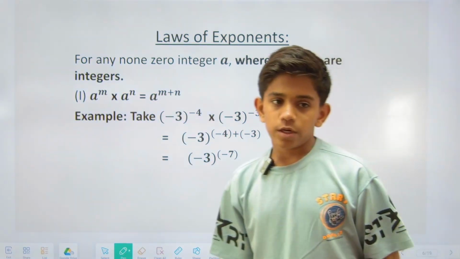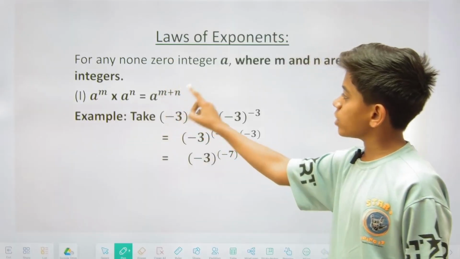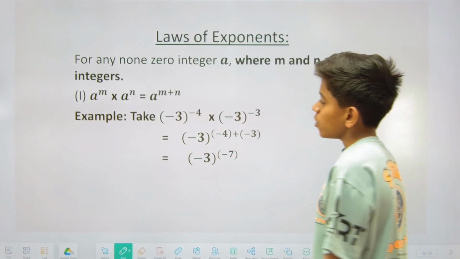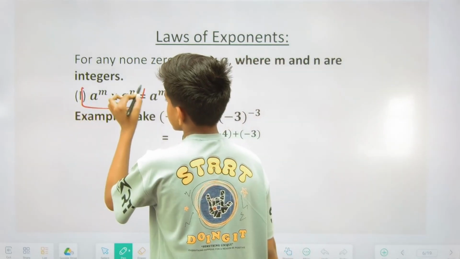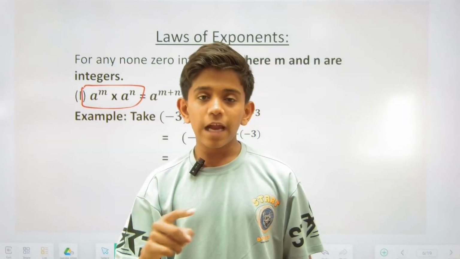Laws of exponent. Now there are different laws of exponent. What are they? For any non-zero integer a, where m and n are integers. Suppose there are two terms with the same integer base but different powers, and we need to multiply.